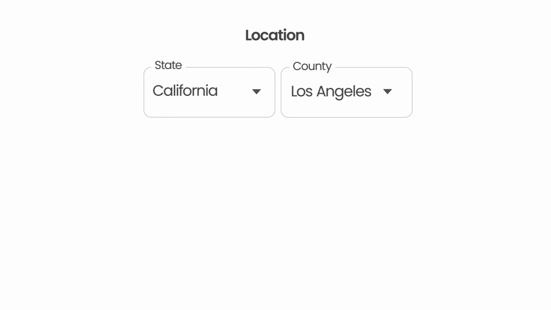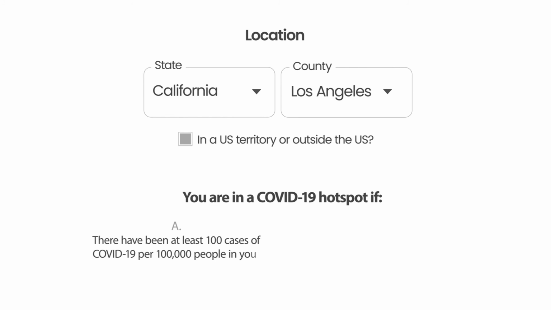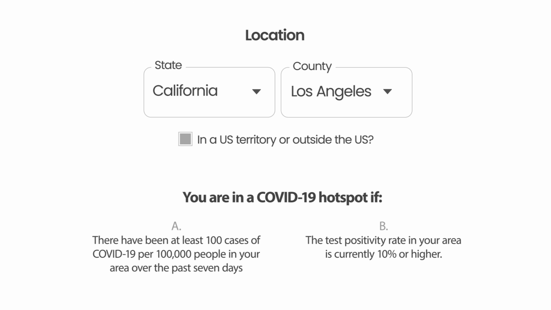Location. The calculator makes its recommendations based on an estimate of how many people carry the virus in your county. If you live in a U.S. territory or outside the U.S., the calculator will ask whether you're in a hotspot. You're in a COVID-19 hotspot if there have been at least 100 cases of COVID-19 per 100,000 people in your area over the past 7 days, or the test positivity rate in your area is currently 10% or higher.